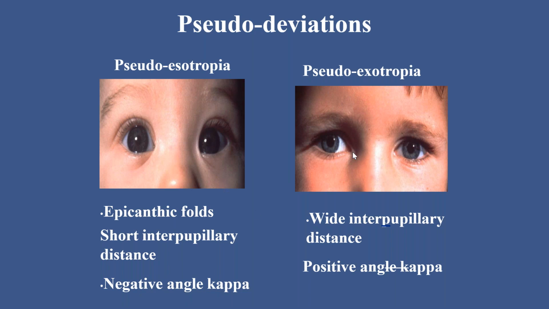Now, what is a pseudo-exotropia? Over here, you can see in this patient, the right eye seems deviated outwards. This can also be a pseudo manifestation in patients who have a wide interpupillary distance or a positive angle kappa.